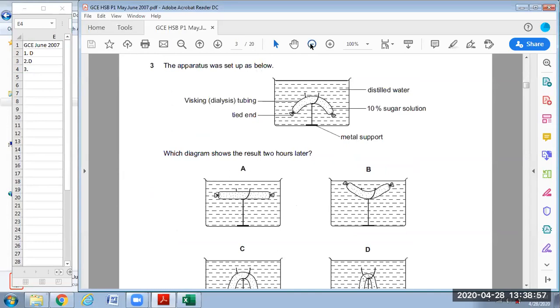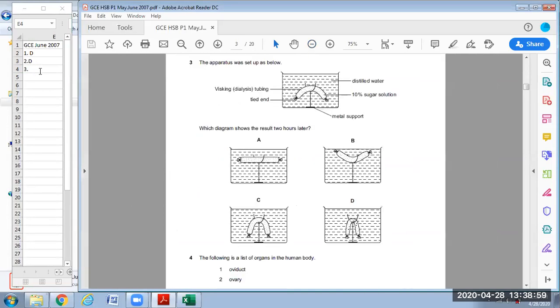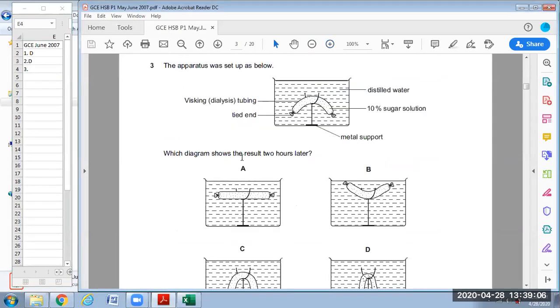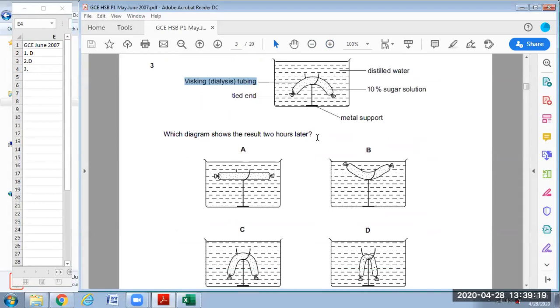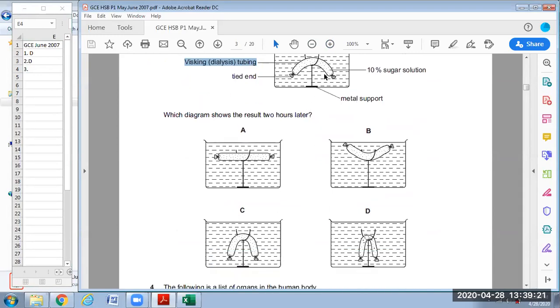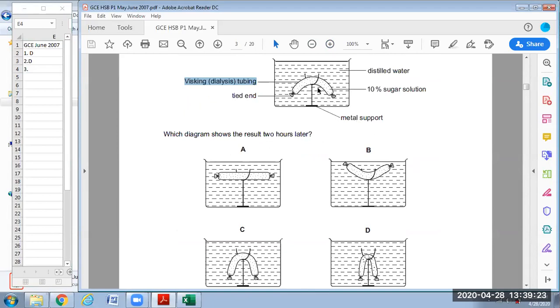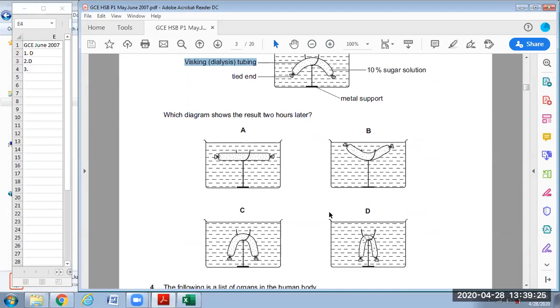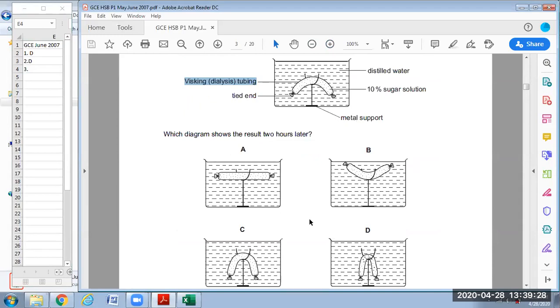Three, the apparatus was set up as below. Okay, so which diagram shows the result after 2 hours? Let me zoom in. So again, it's a plastic bag with tiny, tiny holes. So it's 10% sugar, distilled water. So if you leave this after 2 hours, water from the container will enter this tube. So we're looking for one that is swollen. Let's see.